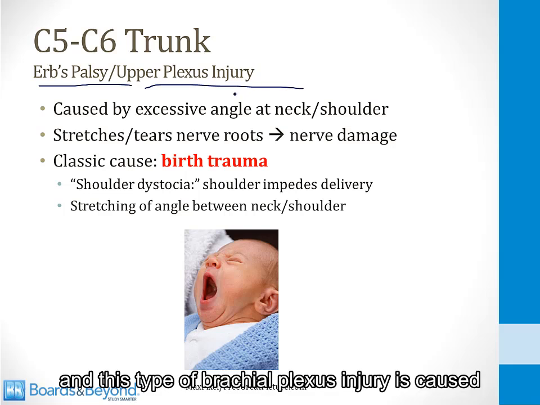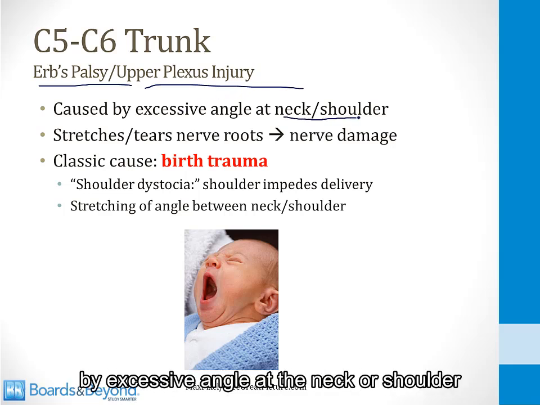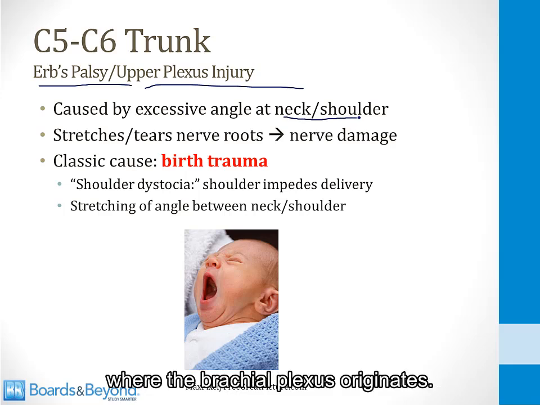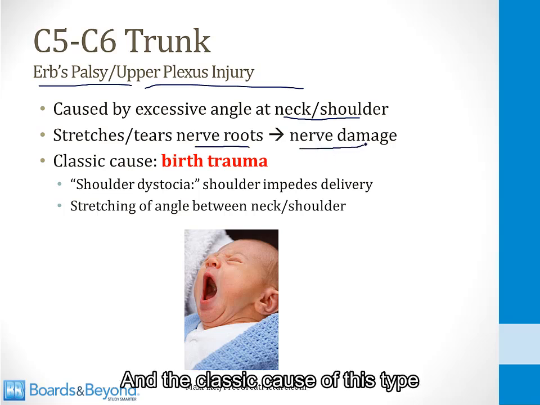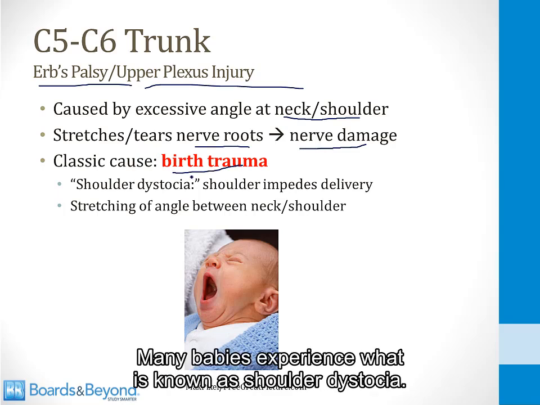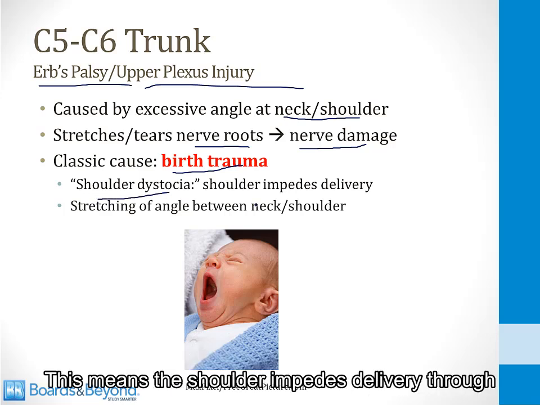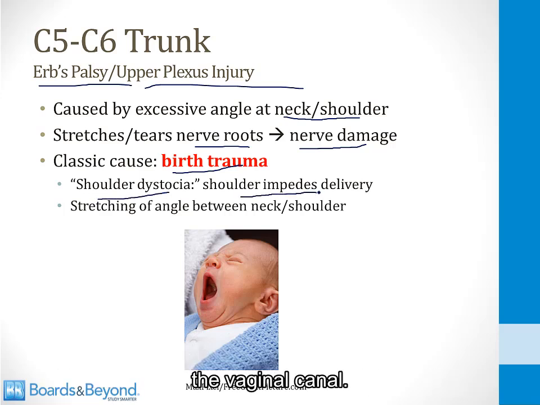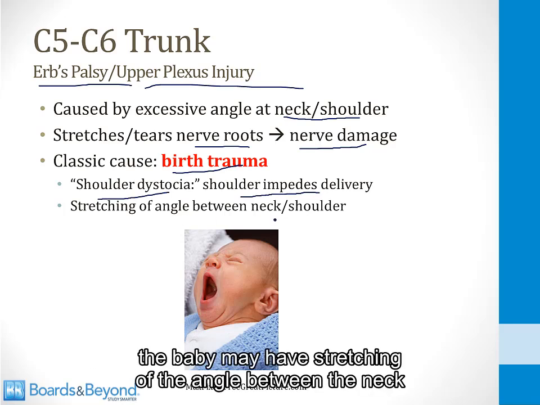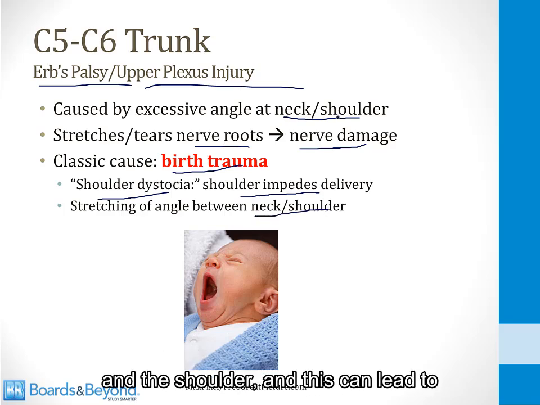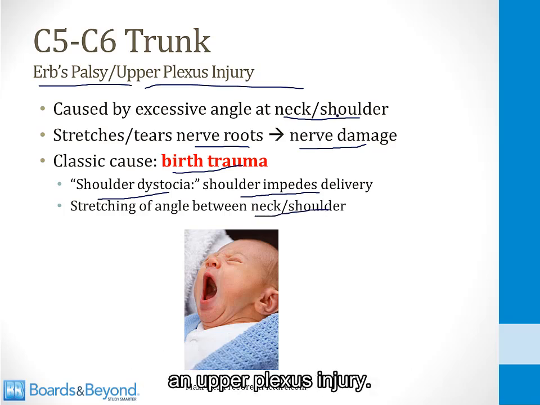This type of brachial plexus injury is caused by excessive angle at the neck or shoulder where the brachial plexus originates. This stretches or tears the nerve roots, and that leads to nerve damage. The classic cause of this type of trunk injury is birth trauma. Many babies experience what is known as shoulder dystocia. This means the shoulder impedes delivery through the vaginal canal. So when the baby is ultimately delivered, the baby may have stretching of the angle between the neck and the shoulder, and this can lead to an upper plexus injury.